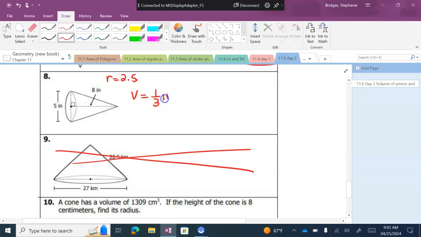Then we're going to go 1/3 times pi times my radius squared. And then what's the height of my cone? Yep. So before I do anything, I'm going to go ahead and square my 2.5. And then I can multiply everything.